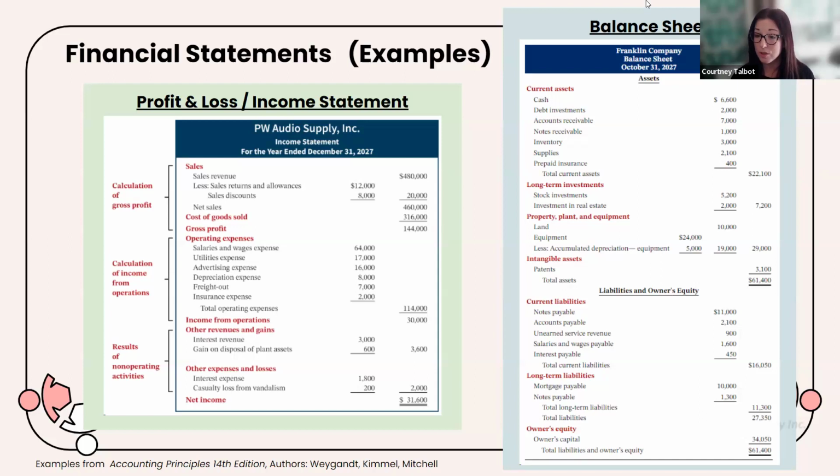So under liabilities, there's some things that I've already mentioned: notes payable, accounts payable. Those are indicating items that that company still owes. It owes money on a note, probably a loan, and accounts payable. It owes some of its vendors some money still. Then there's some long-term liabilities, for example, a mortgage payable.